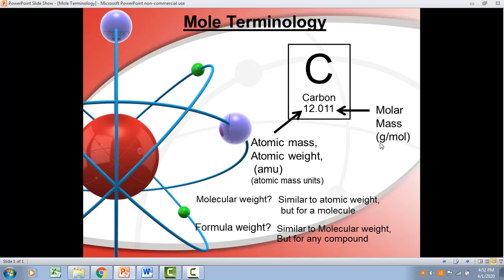Formula weight and molecular weight are essentially the exact same thing, except these are for compounds. Atomic weight, atomic mass, those are exactly the same thing, but those are for elements. All substances have a molar mass. The molar mass is the only one that's measured in grams per mole. The rest of these are all in atomic mass units. So I hope that helps clarify a few of these terms.